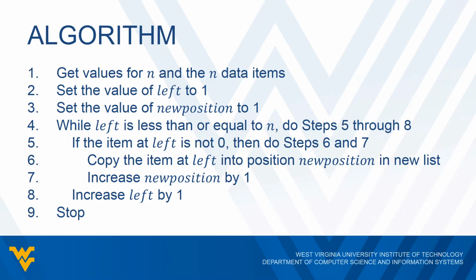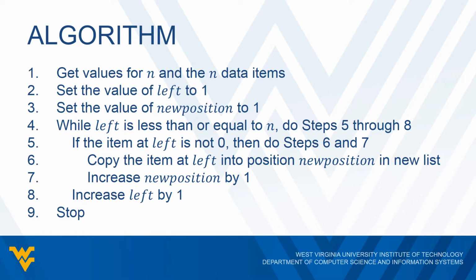Specifically in step 6, we would copy whatever is in left, that value, into position new position in the new list. Because remember, any value that is not 0, we're going to copy and store into this new list such that when we're done, we don't have any zeros in that list. So that's what we're doing at step 6. We're actually copying that value into the new list. And then step 7 would be to increase the value of new position by 1. Once we've copied something over at new position, we need to make sure that the next thing that gets copied is at the next spot in the list. We don't overwrite what was currently there. So we have to increment new position by 1.